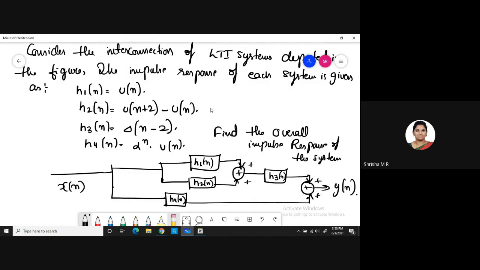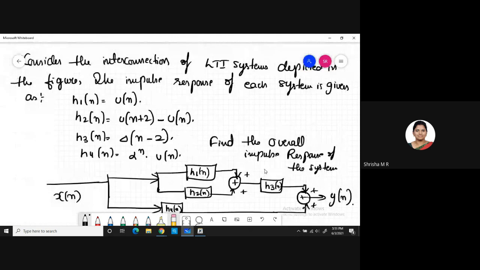So you have to reduce this system and write an equation. After that, you try to solve that equation by substituting the values of h1 of n, h2 of n, h3 of n, and h4 of n. Got it? So shall we try to solve this? This is the given problem. x of n is given to h1 of n, h2 of n, h4 of n. h1 of n and h2 of n are in parallel, and that is in series with h3 of n, and these h1, h2, h3 are in parallel with h4. That's all. Try to reduce this and get the equation.